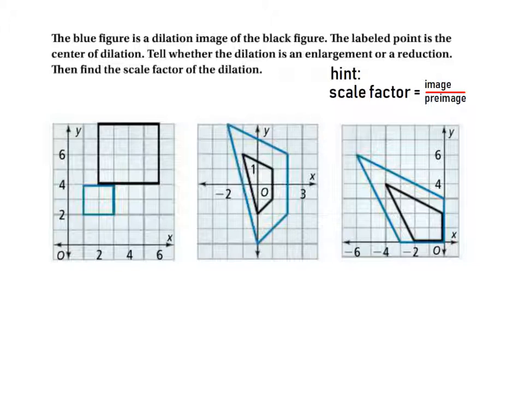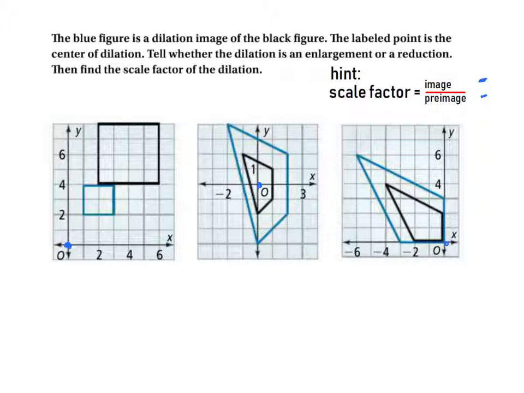All right, let's look at these examples. The blue figure is a dilation image of the black figure. That's consistent as always. Our black figure is the pre-image, blue is the image. The labeled point is the center of dilation. Okay, and so by that, it's the O. Basically, the labeled point. It's O. Okay, and here it's O, and it's always going to be our origin. Tell whether the dilation is an enlargement or a reduction, then find the scale factor of the dilation. All right, to find the scale factor, you look at what your resulting image measurement is, and you put it over your pre-image measurement. So usually what I'll do is I'll try to find some corresponding sides and compare their lengths.